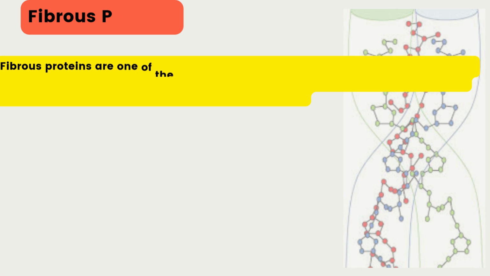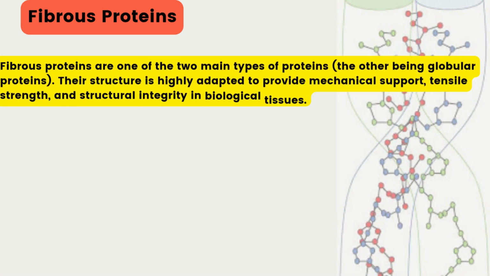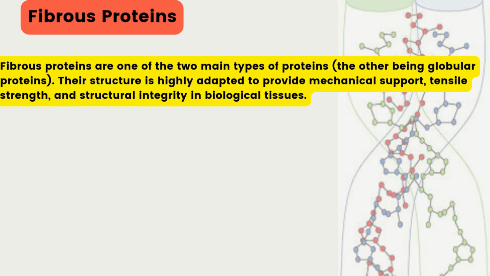Fibrous proteins. Fibrous proteins are one of the 2 main types of proteins. Their structure is highly adapted to provide mechanical support, tensile strength, and structural integrity in biological tissues. Fibrous proteins are long, narrow, and strand-like. Unlike globular proteins, they are not folded into compact shapes. When we look at their polypeptide arrangement, the chains run in parallel and are often linked by cross-bridges, which gives them a rope-like strength and stability.